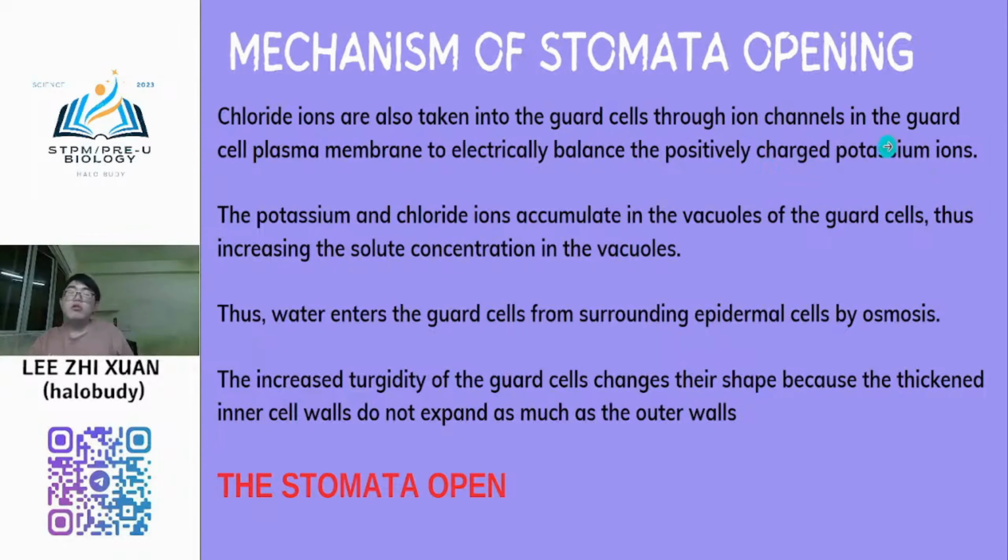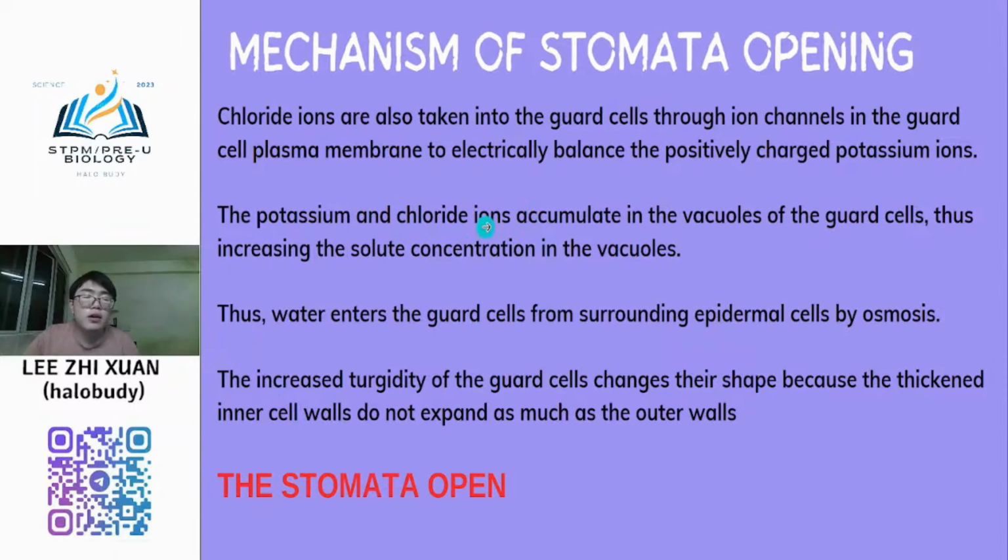Although potassium ion is positively charged, we know that potassium ion is highly reactive compared to hydrogen ion, as you learn in chemistry. So you need to balance it again. You need to have a chloride ion also. So the chloride ion at the same time will also diffuse into the guard cell. Not only potassium ion, chloride ion will also diffuse into the guard cell.